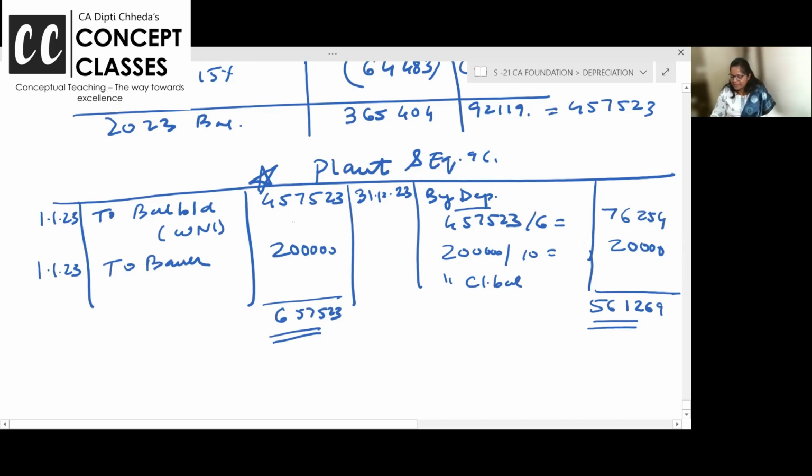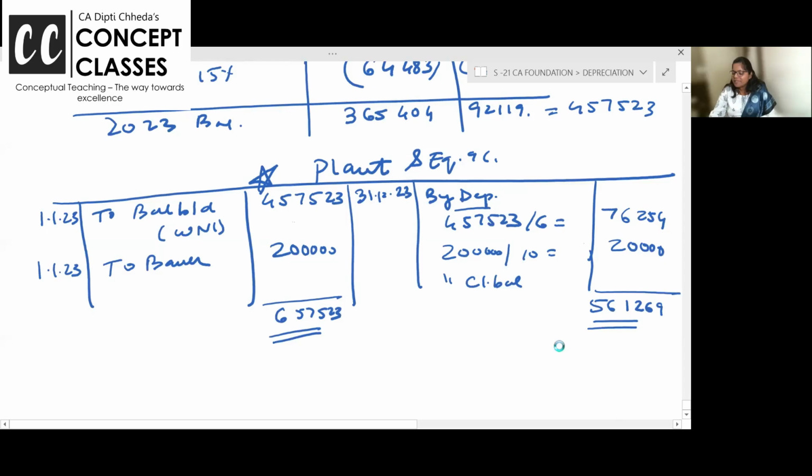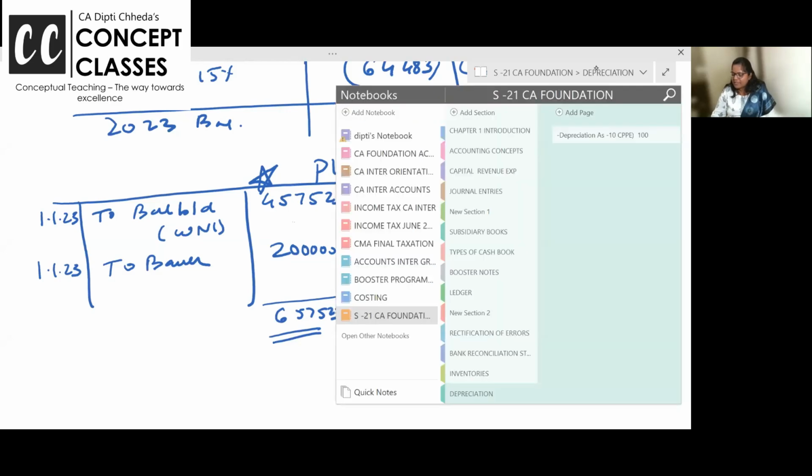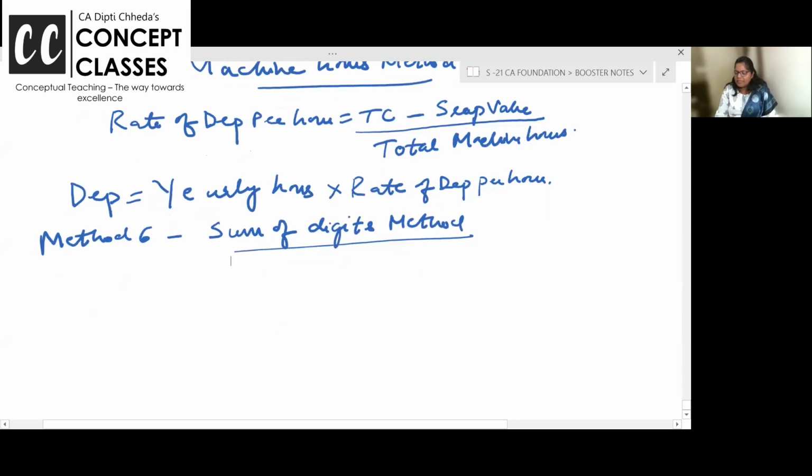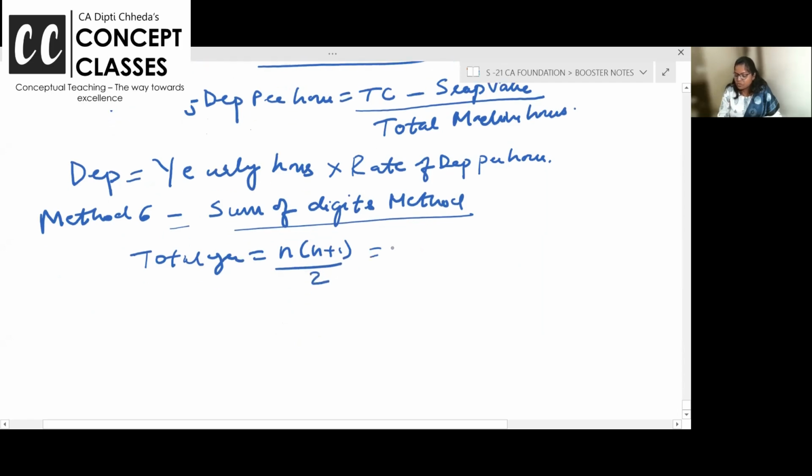So did you understand this concept? Yes. Chalo, let us go to the booster notes. I know I am taking you in between, but one concept we should write, that is very important. I hope you all are maintaining a separate notebook. Sum of the digits. Sum of the digits कैसे calculate करते हैं? Total years is equal to n plus 1 by 2. You should write this as an example in booster.